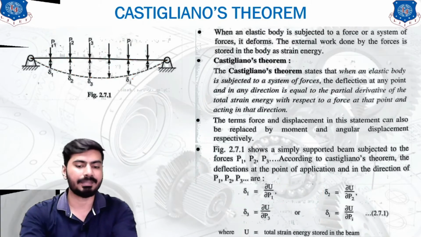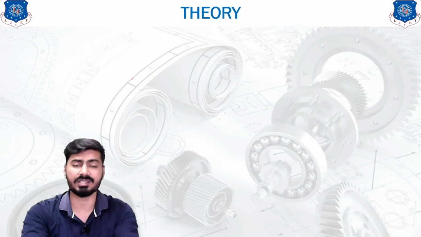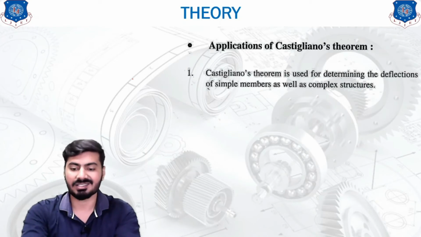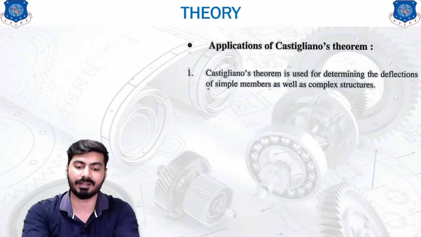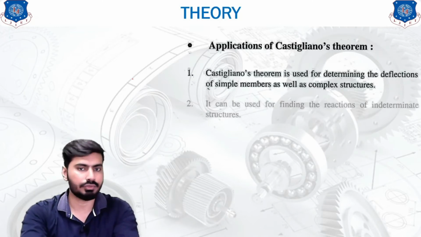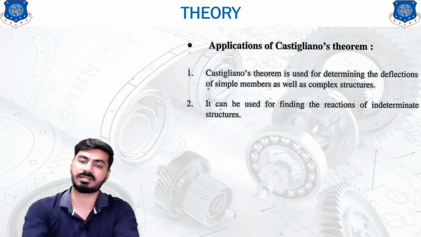Now we will see the application of Castigliano's theorem. How is it applied in our engineering field? Castigliano's theorem is used for the determination of the deflection of simple members as well as complex structures, which is nothing new. Already we have discussed this. It can be used for finding the reaction of indeterminate structures.